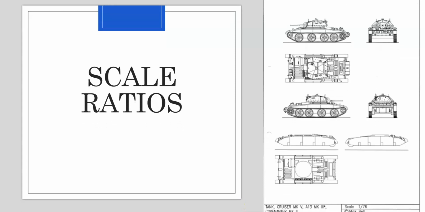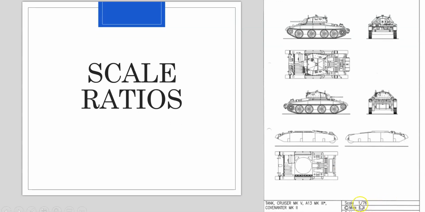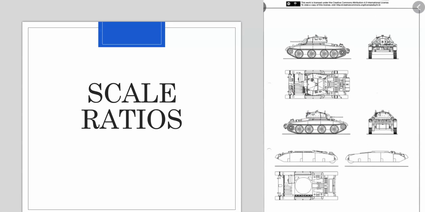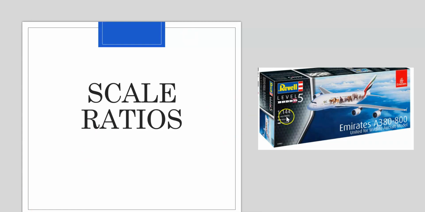Here I've got a drawing of a tank, and down the bottom here we can see its scale, okay, 1 to 76. So 1 unit on the map is the equivalent to 76 in real life. So 1 centimeter on our plan is the equivalent to 76 centimeters in real life. And here we've got a model of an A380. Okay, so 1 to 144. So 1 centimeter on the map is the equivalent to 144 centimeters in real life. Sorry, on our model, not map.